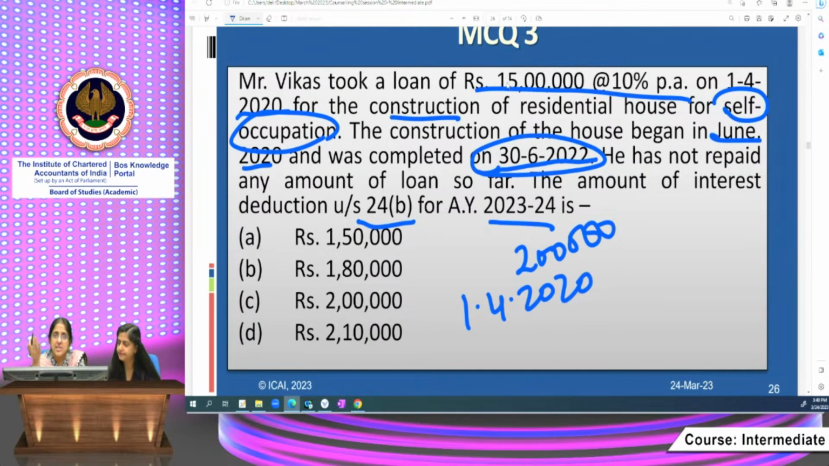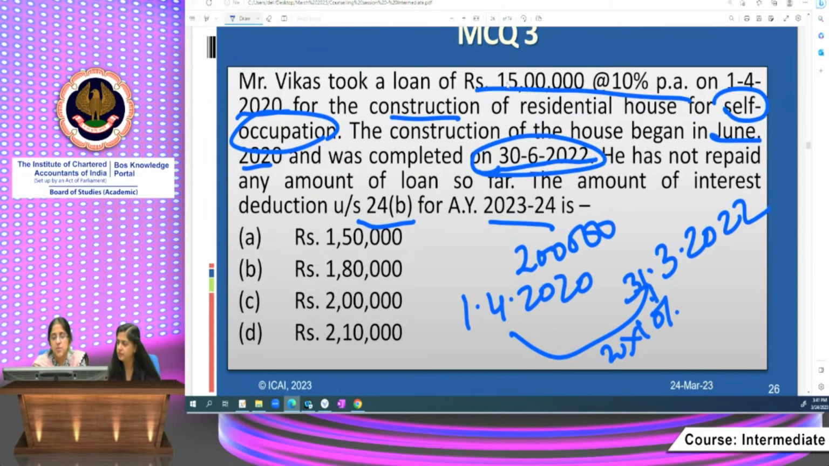Okay. What is the pre-construction interest period prior to the previous year 2022-23? That will be up to 31/3/2022. So 1/4/20 to 31/3/22 is the pre-construction interest, which is for 2 years. So 2 years into 10% into 15 lakh. So 1.5 lakh into 2 will be 3 lakh. Then this is the pre-construction interest. This I have to divide in 5 equal installments. So 3 lakh divided by 5 is 60,000. 60,000 I can claim from the previous year 22-23, 23-24, 24-25, 25-26 and 26-27.